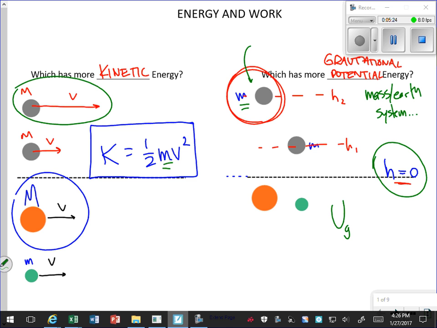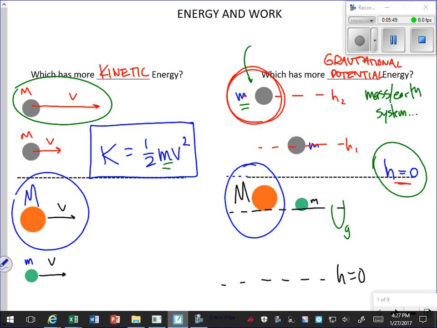But if two things have their bottoms at the same height relative to some other arbitrarily chosen height 0, but this one has a larger mass than this one has, well, the one with more mass has more gravitational potential energy.